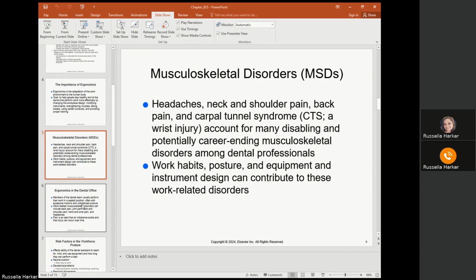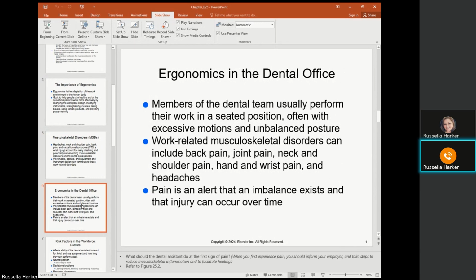Members of the dental team usually perform their work in a seated position. In that position, it should be the neutral position. In the neutral position, you'll be sitting upright with your body weight evenly distributed. Your legs should be separated and your feet flat on the floor when you're working as an operator or administrative assistant. If you're working as a dental assistant, they should be flat on the footrest on the assistant's stool.